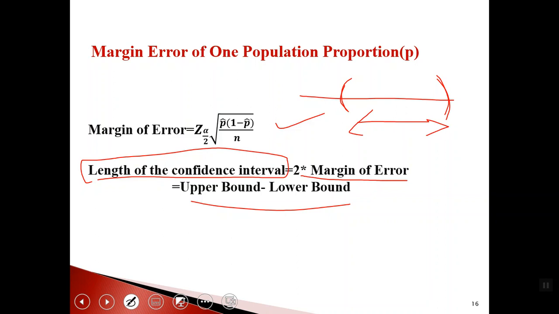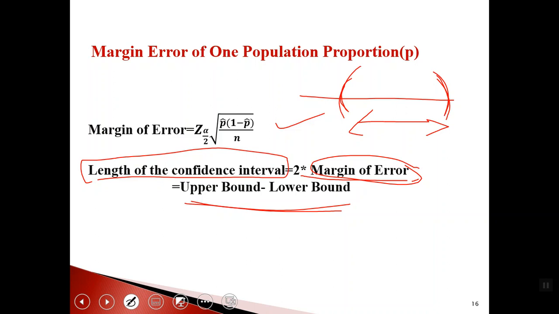So if you don't know the margin of error, as I mentioned before, you can replace this 2 times margin of error by using upper bound minus lower bound, which means this gap.